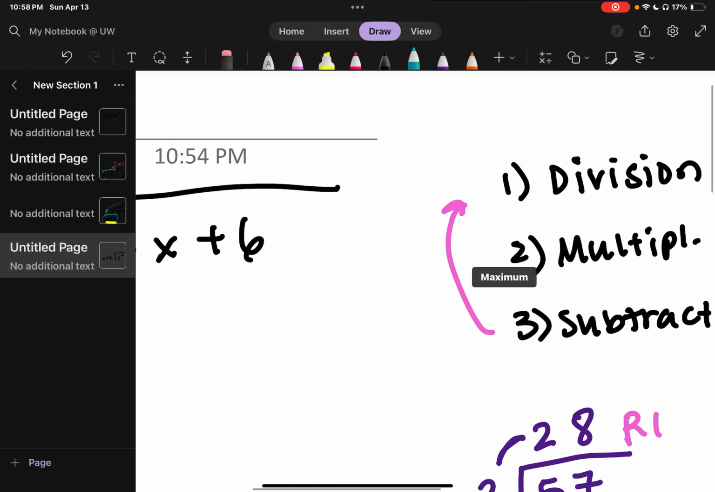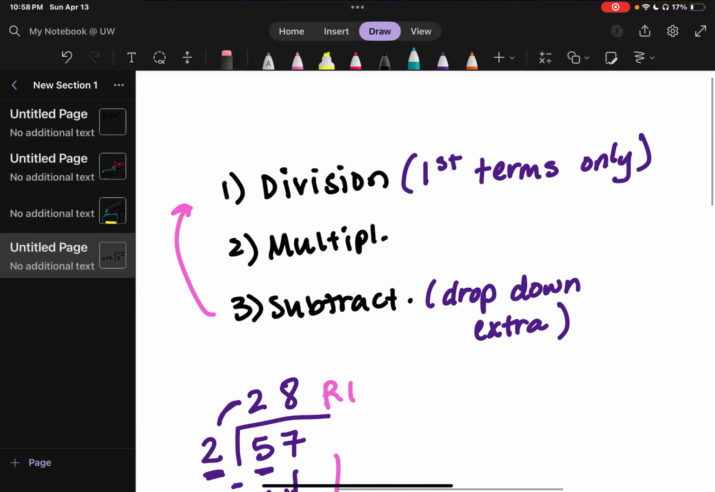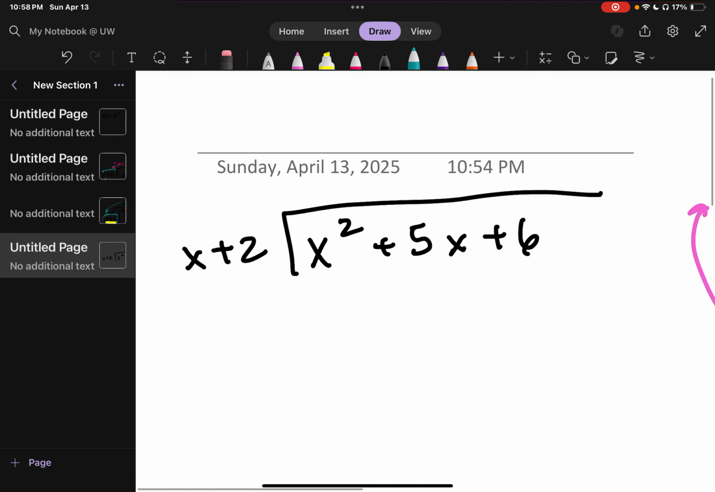So we're going to go first step, which is division, right? We talked about first terms only. So this is the first term here, and this is the first term here. So we do x squared divided by x. If you remember about exponents, when you divide them, there's a little hidden 1 here. You can do 2 minus 1, which is exponent division, and you would get x to the 1, which equals x. So x squared divided by x is equal to x.